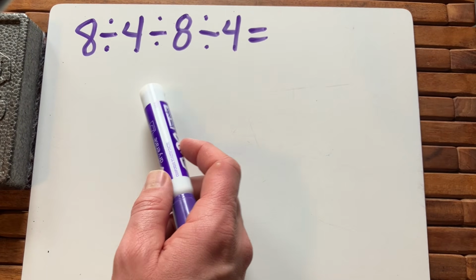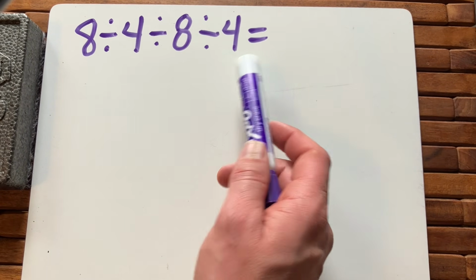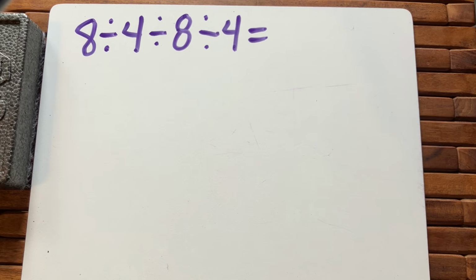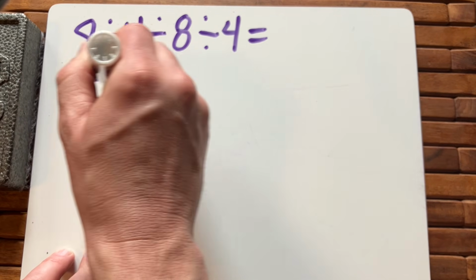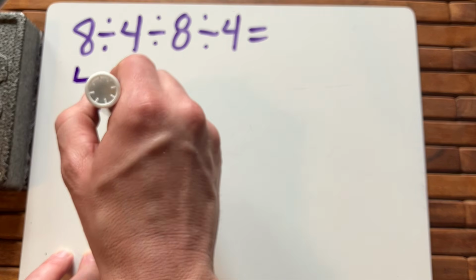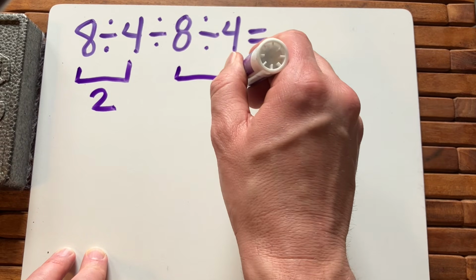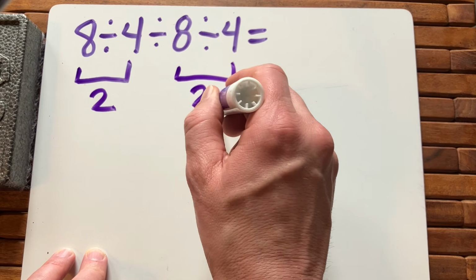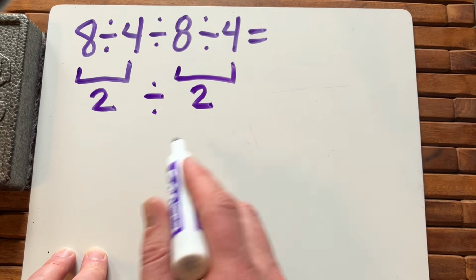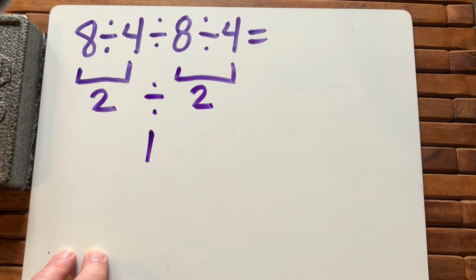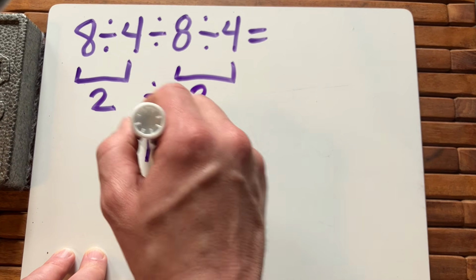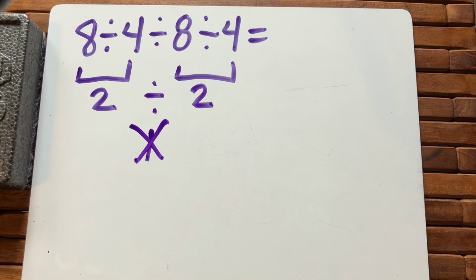8 divided by 4 divided by 8 divided by 4. You may solve this by saying 8 divided by 4 is 2, and then 2 divided by 2 is 1. But that would be incorrect. Let's fix this.